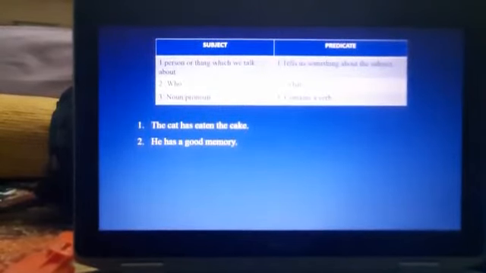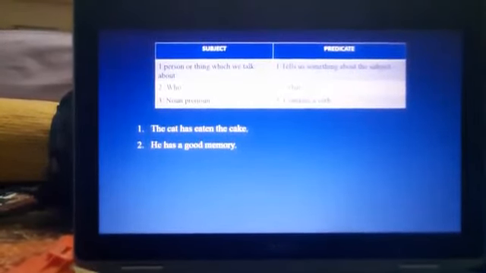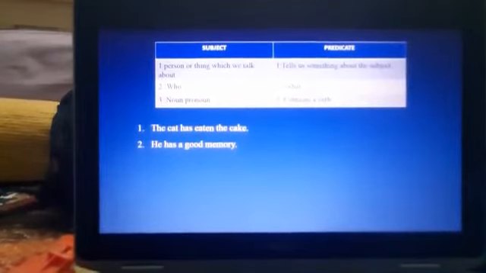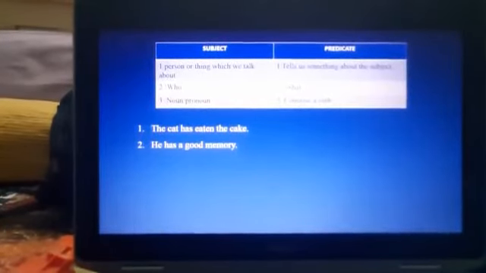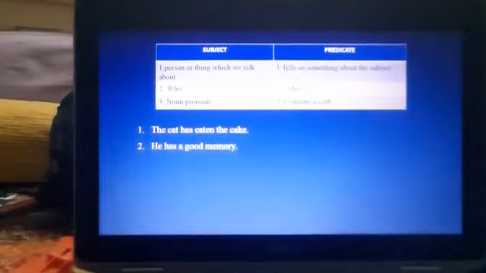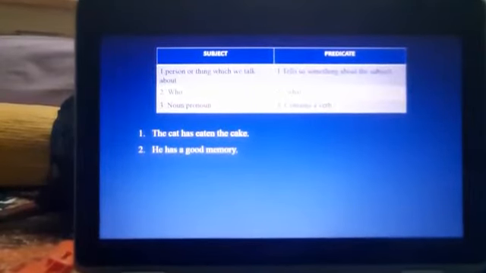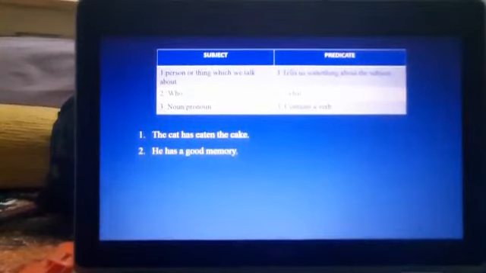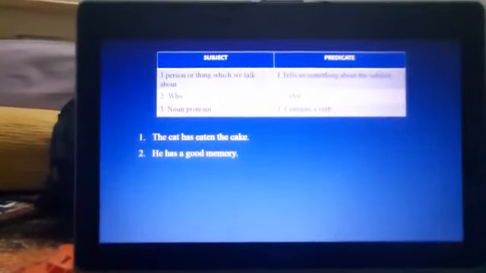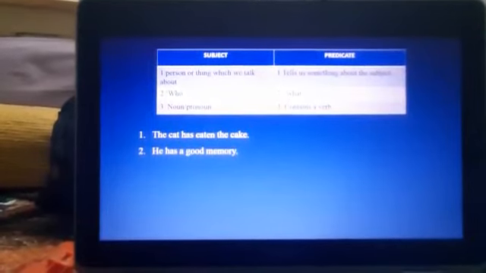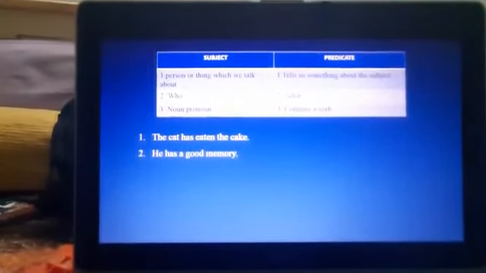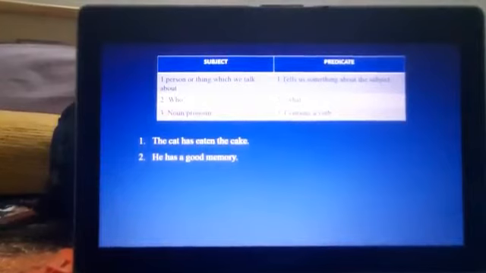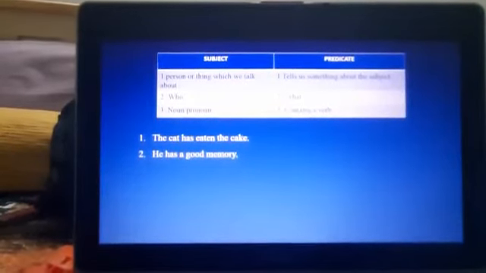He has a good memory. What is the subject over here, students? Very good. He is a pronoun and it is answering the question who has a good memory. And what is being told about that pronoun? What is being told about he? Has a good memory. So "has a good memory" becomes the predicate.